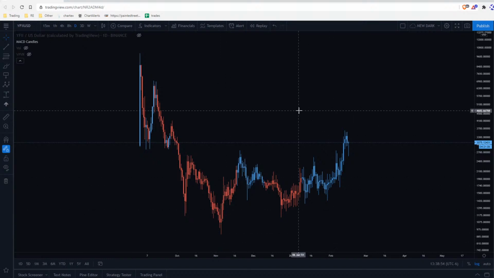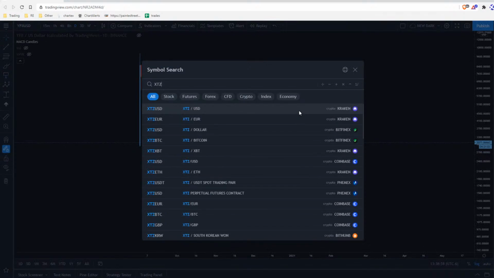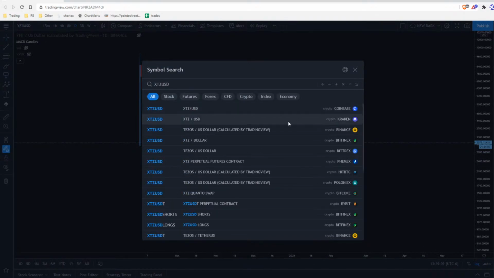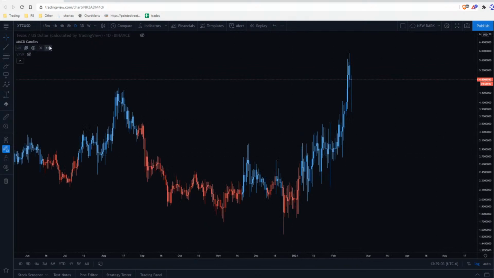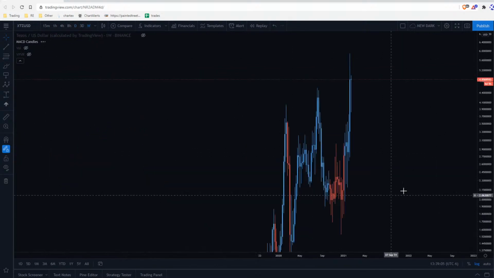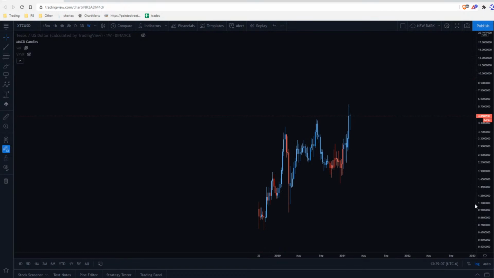XTZ. Link I've already got drawn up, but we can definitely look at XTZ. We're going to go to the high time frame chart on the XTZ. This is one I absolutely nailed the chart on.